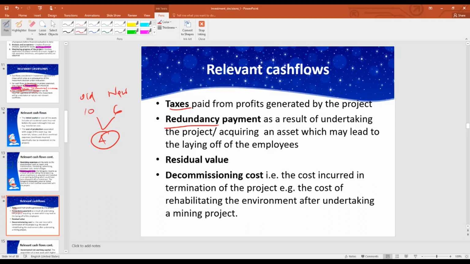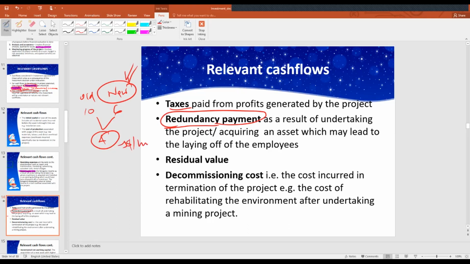So this is a payment you're making because of this new investment. Therefore, you have to consider in year 1 the amount paid to these employees for declaring them redundant as a cash outflow for the new investment. Don't forget this. If, for example, you pay them $1 million for laying them off, you have to consider this $1 million as a cash outflow when analyzing the new investment in year 1. Among the cash flows to appear in year 1 under the new investment is a $1 million cash outflow. Don't forget you would not have paid this $1 million if you were to continue with 10 employees.